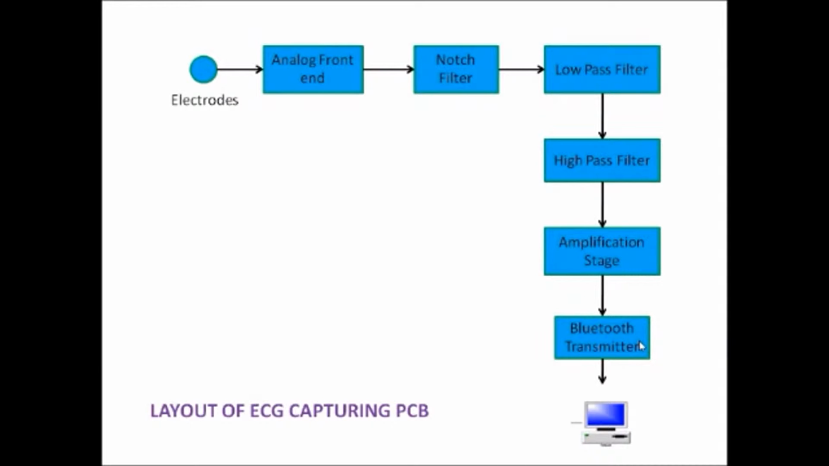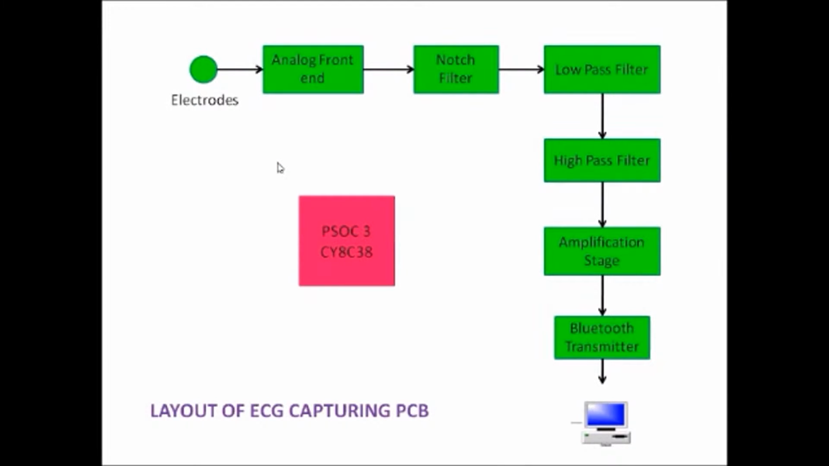This is the basic layout of the board that I am using for signal capture. The electrodes measure the ECG signal and the potential is given to the analog front end as input. The green part shows you how the ECG signal travels from these electrodes to finally the Bluetooth transmitter. The next stage is the notch filter, followed by the low pass filter, the high pass filter, the amplification stage, and the Bluetooth transmitter, which transmits the data to a local PC for data analysis.